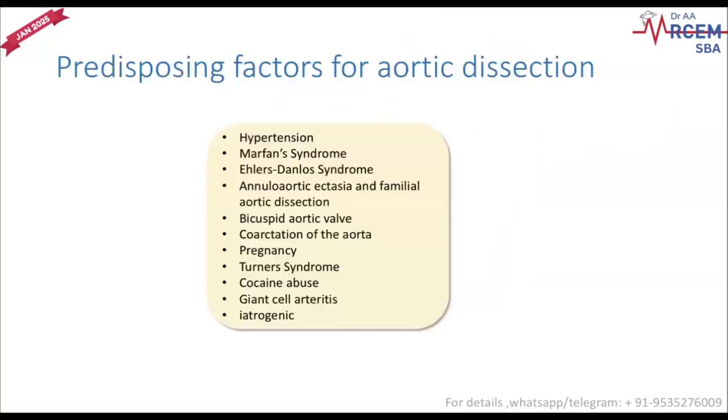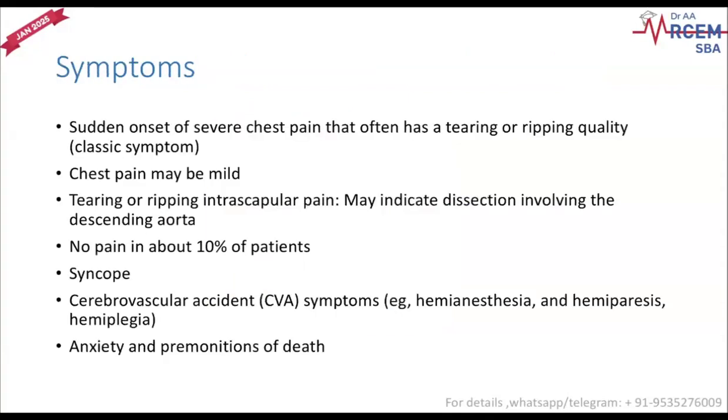What are the predisposing factors for aortic dissection? High blood pressure is one of the important ones. Connective tissue disorders, especially Marfan syndrome and Ehlers-Danlos syndrome, are important. Coarctation of the aorta is seen in the pediatric age group; they would have been diagnosed, so unlikely to present. Cocaine abuse is another important point you need to be aware of. At least remember these four.